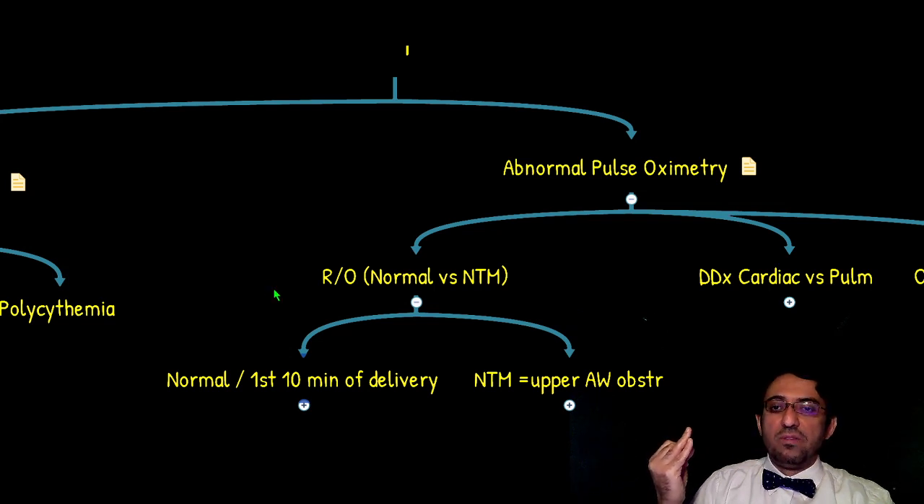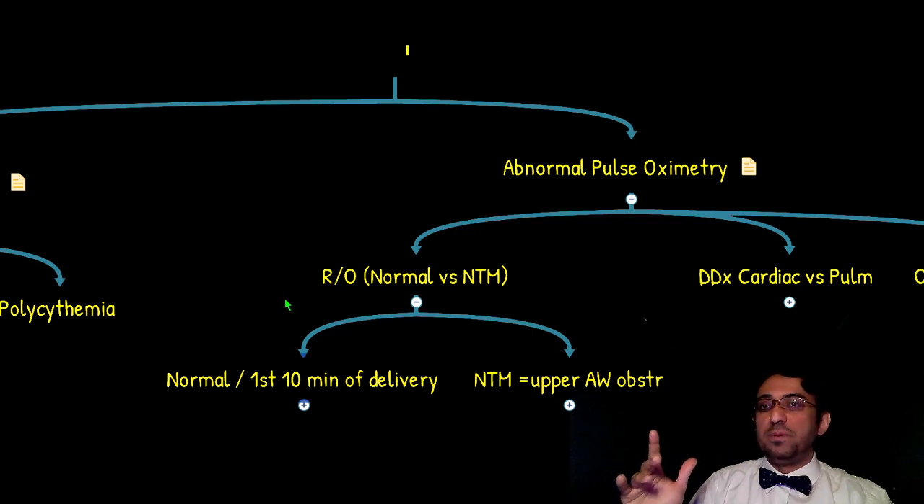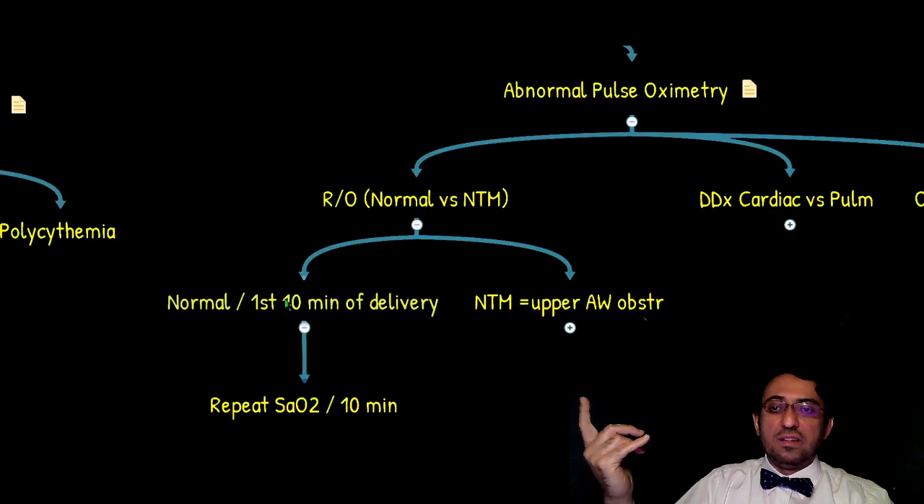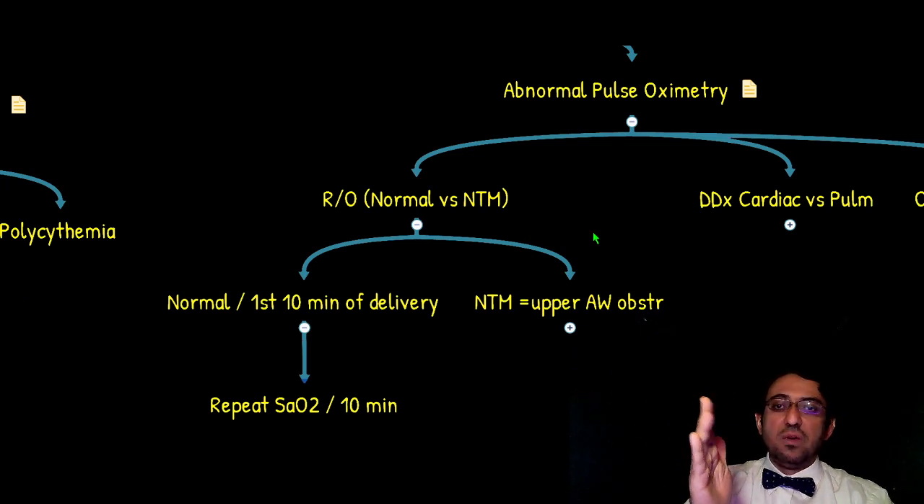What is the normal variant? Always remember, it is possible and normal for a newborn infant to have central cyanosis with low SpO2 within the first 10 minutes of life. Just repeat the oxygen saturation in 10 minutes. That's the only thing needed. However, if it persists beyond 10 minutes, we need to follow the rest of the algorithm.